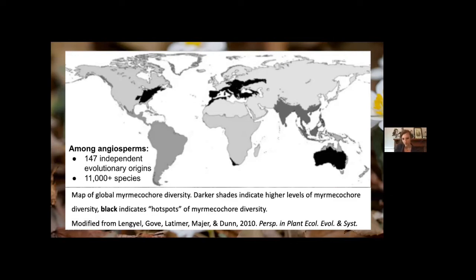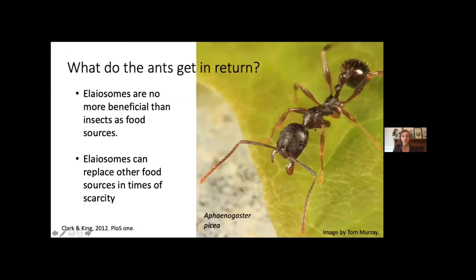So since it's so widespread and almost inevitable, you would think that there is a lot of variation that can happen in this relationship. And indeed, there is. So let's start with the ant side of things. If this is the relationship, why would the ants want to take these seeds aside from being attracted to the elaiosomes? Are they getting anything out of this?